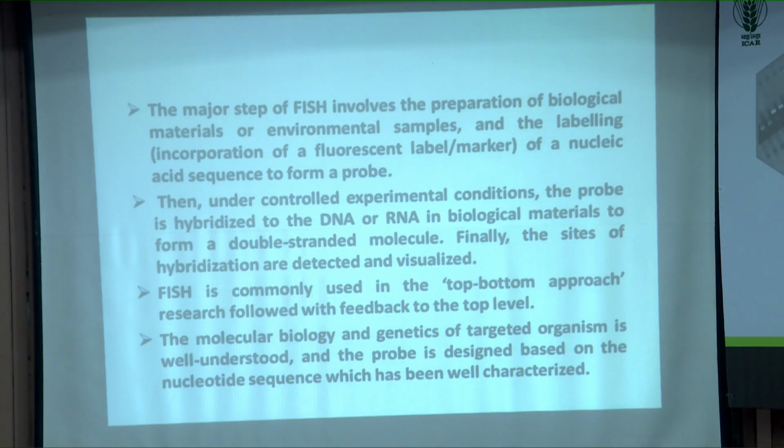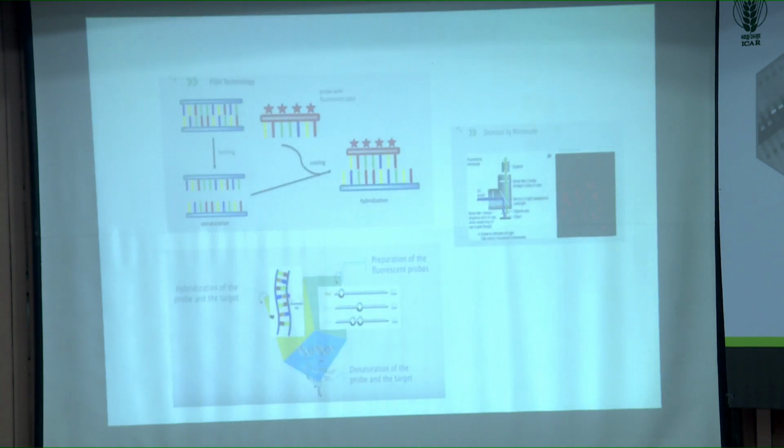Here also there are steps. The major steps of FISH involve the preparation of biological materials and then the labeling. We have fluorescent labels or probes, and then we have to hybridize, then you have to go for the visualization. So, these are the steps. Finally, you can check the hybridization of fluorescence with the help of a microscope.